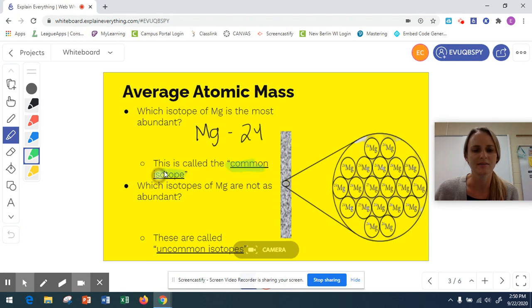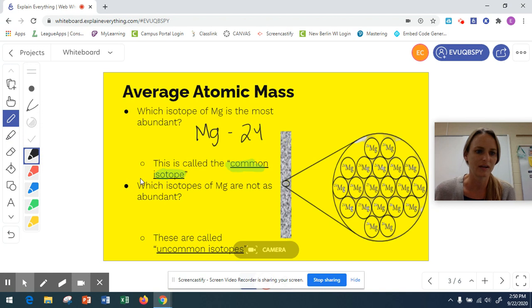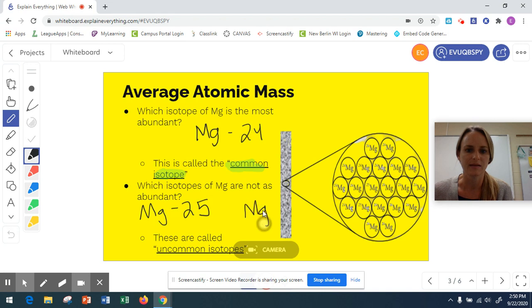So the most common isotope is the most abundant atom of all of the isotopes of that particular atom. Then it says, which isotopes of magnesium are not as abundant? Well, the other two clearly are not as abundant. So magnesium 25, it exists, but it's not as abundant. And then magnesium 26 also is not as abundant. So we would then call these uncommon isotopes. So these are atoms that have mass numbers that are not as abundant.